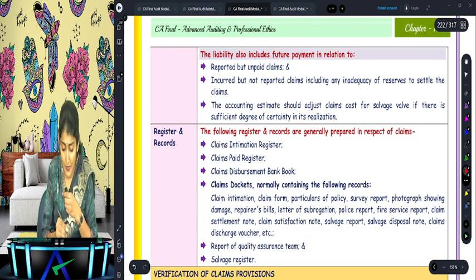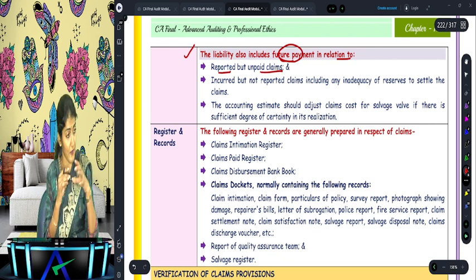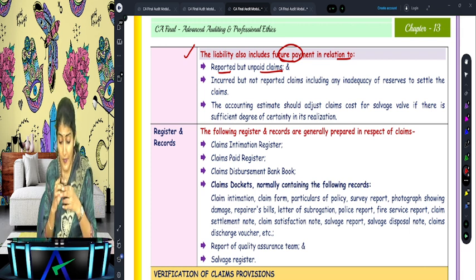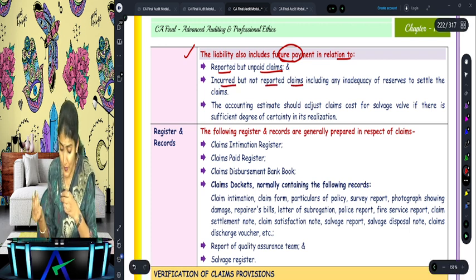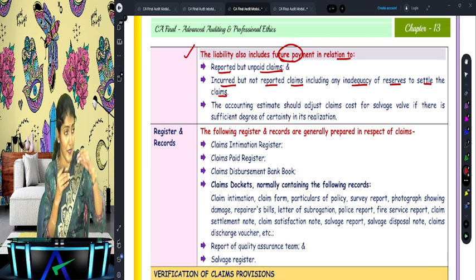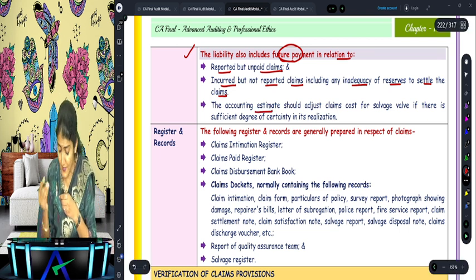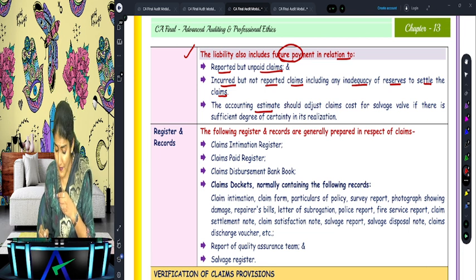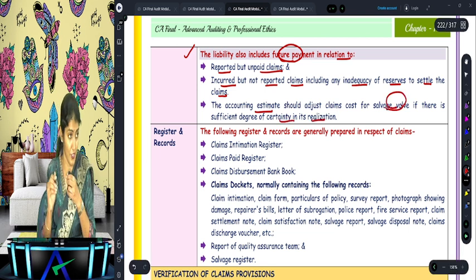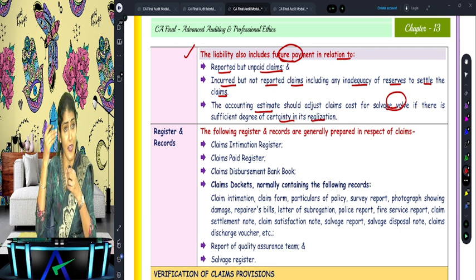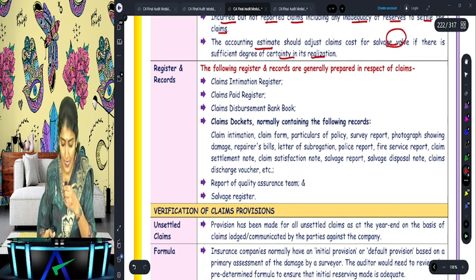Okay, and the liability also includes future payment in relation to reported but unpaid claims. It is reported, but has the amount been paid? No. Second, incurred but not reported claims include any inadequacy of reserves to settle the claim. Has the claim been incurred? Yes. But has it been reported to the insurance company? No. Or maybe it has been reported, but the insurance company does not have the reserves to settle the claim. Or the accounting estimate should adjust the claim cost for salvage value if there is sufficient certainty in its realization. So from the claim payable, should you adjust the salvage value also? Yes, you should adjust the salvage value also.